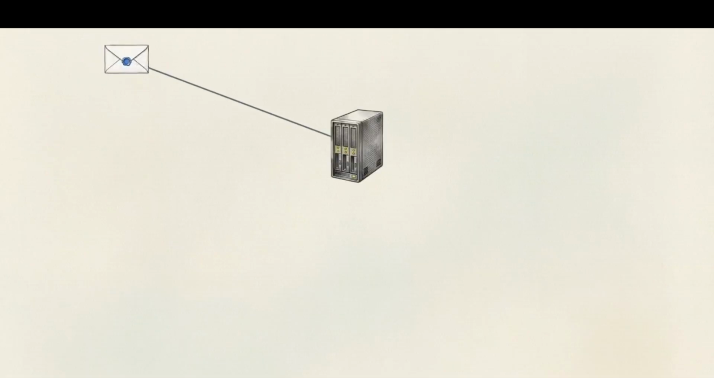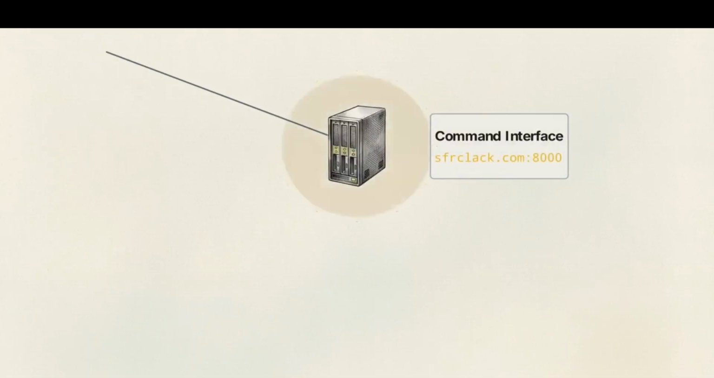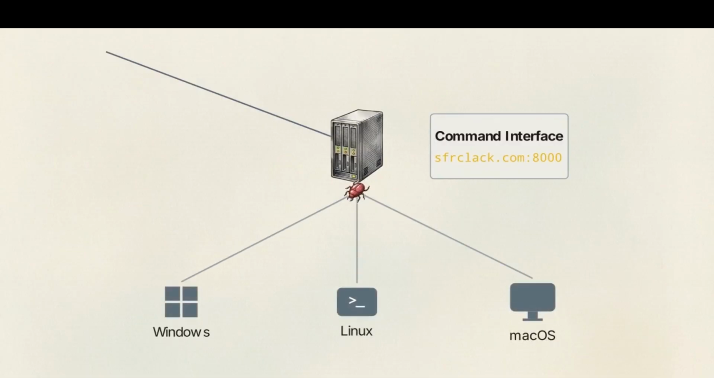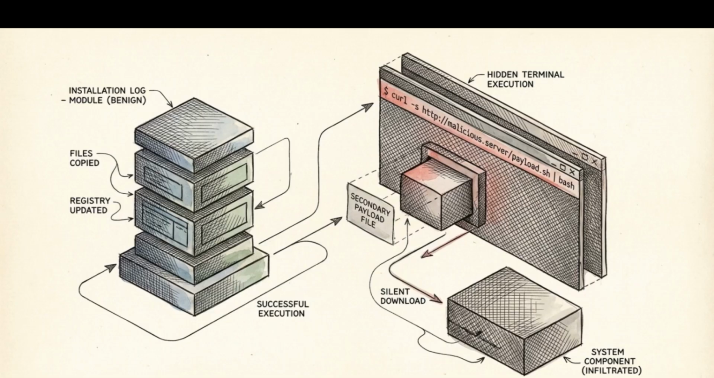The command and control server reads the operating system data and toggles its response, serving a distinct payload variant based on whether the target is Windows, Linux, or macOS. The exact domain handling this traffic is sfrclak.com, operating on port 8000. The dropper acts as an automated scout, delivering an environment-optimized weapon while hiding communications in plain sight.